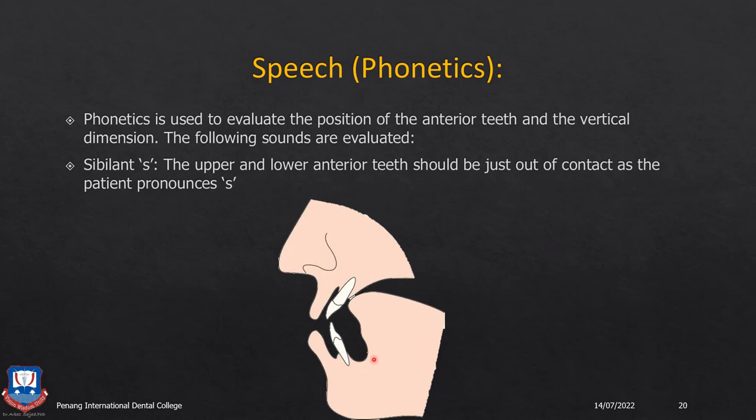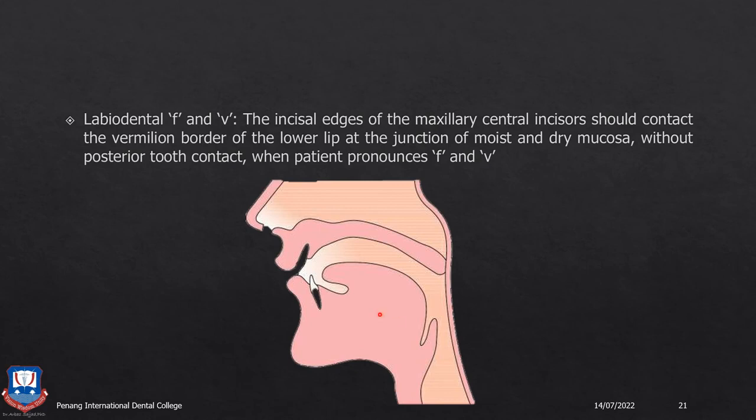So this is only possible when you have a proper minimum closer space between the occluding surfaces of the upper and lower teeth. If this is obliterated, then the patient cannot pronounce S properly. So you have to check for this. Then you have to check for labiodental sounds.